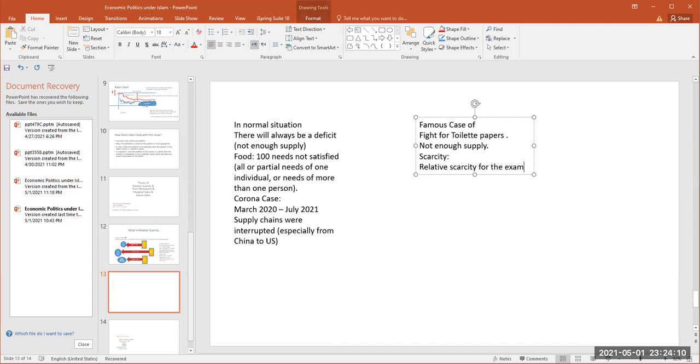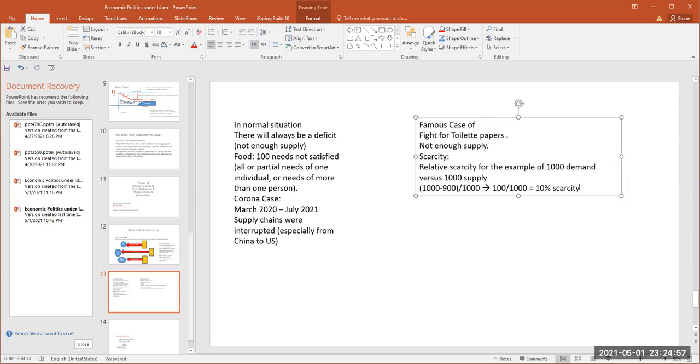for the example of 1,000 demand versus 900 supply. So you will do the math here. It will be 1,000 minus 900 divided by 1,000. So this is equal to 100 by 1,000, which is equal to 10% scarcity, relative scarcity. So the deficiency or the deficit is 10%.